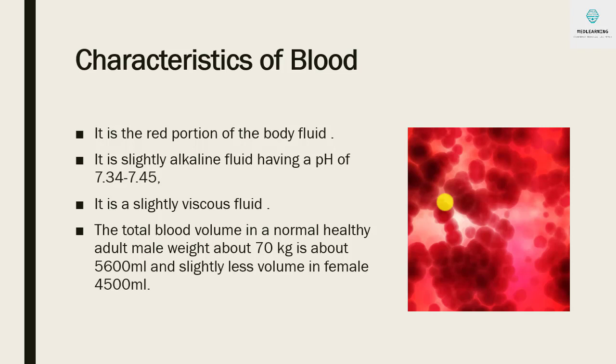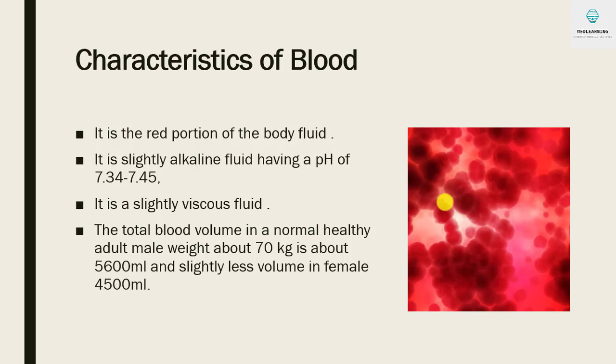If I talk about the volume of blood, a normal adult male, which is about 70 kg, has around 5.6 liters or 5,600 milliliters of blood. And in females, it is around 4,500 milliliters. So this is the general characteristic of blood.